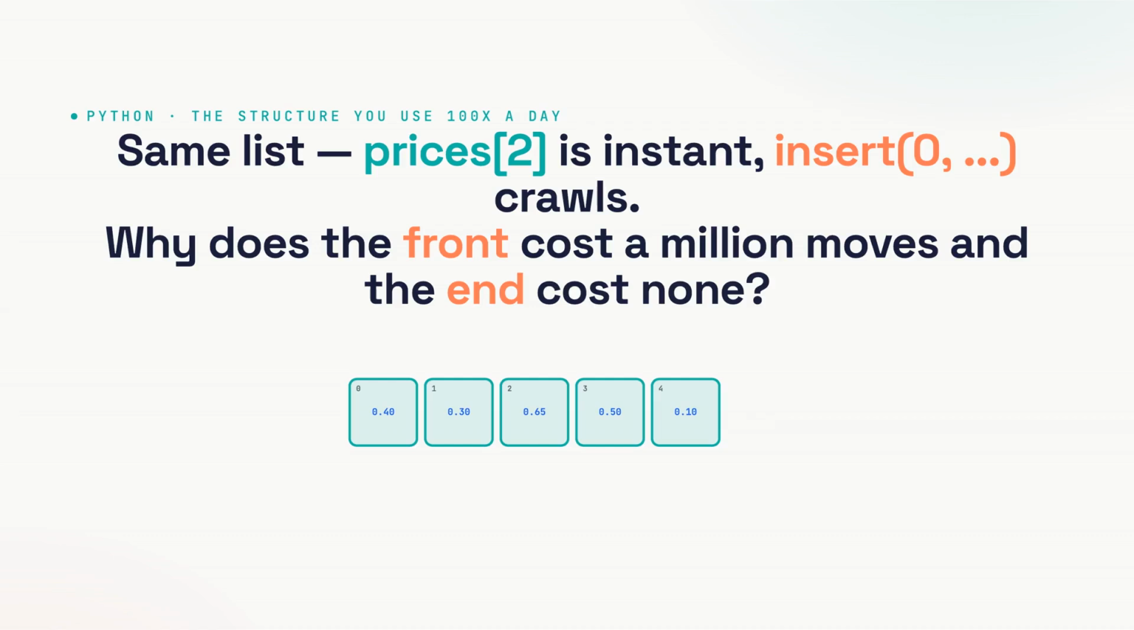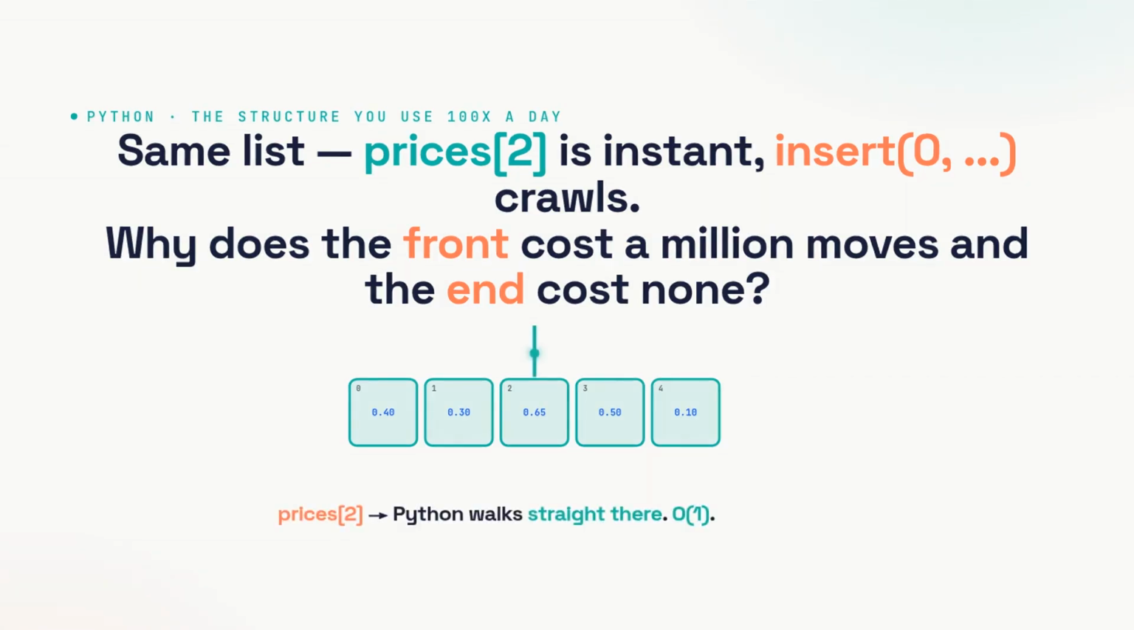Here's a puzzle every Python dev eventually hits. You have one list. You read prices[2], Python finds it instantly. You insert at the front, and on a big list, your script just crawls. Same list, two wildly different costs. Why? The read is the fast one.